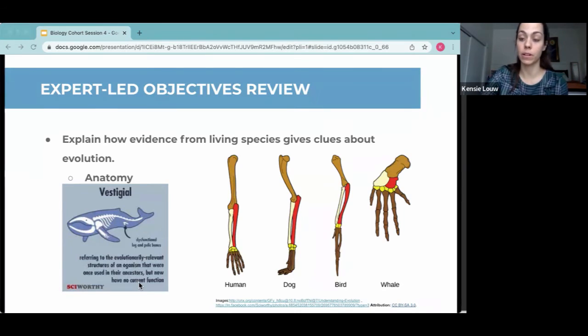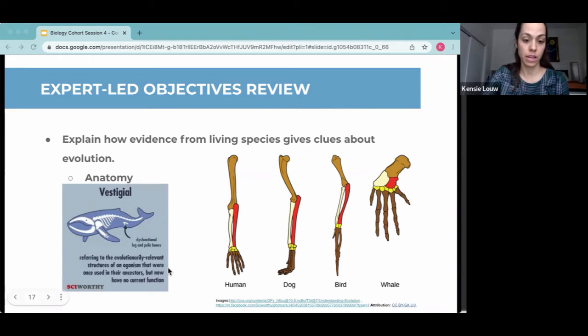And then another example of anatomy that provides evidence for evolution is vestigial structures. These are similar to homologous structures, but these are structures that seem to have lost their original ancestral function. These organisms have structures that seem homologous to structures in other species, but they're not functional in that species anymore.